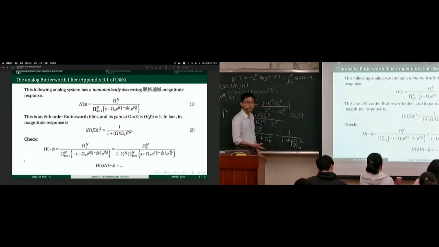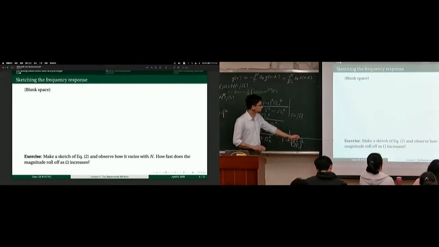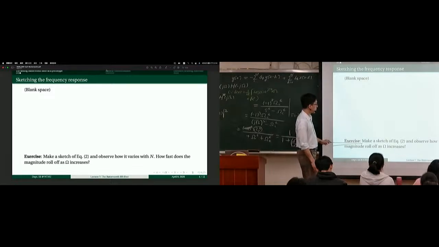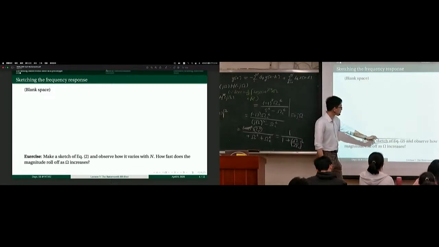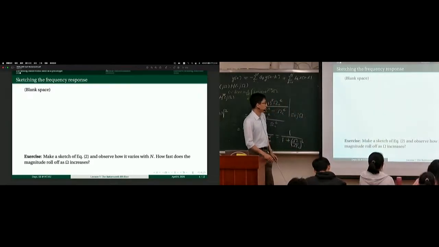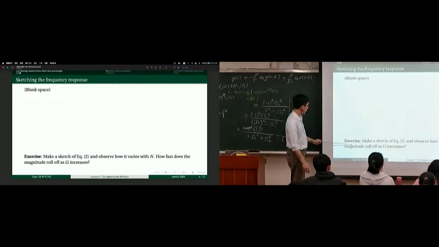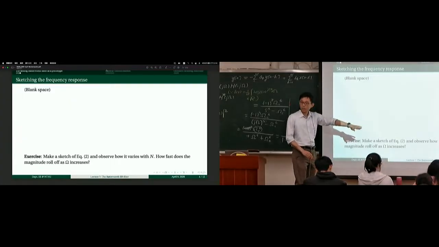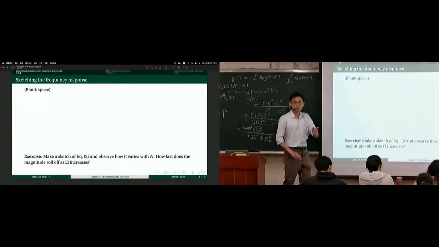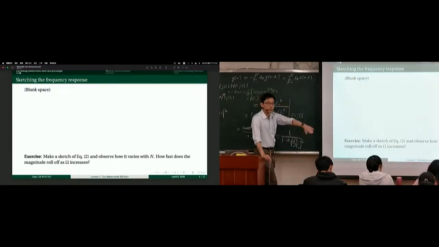Does the filter performance get better? Do we get a better filter by increasing n? So make a sketch of that magnitude square response, and let's observe how that response varies with n. In particular, we should observe how fast the magnitude rolls off as omega increases. How fast do we make the transition from 1 to 0 when n increases? Anybody want to guess? When n increases, do we have a sharper transition or a slower transition?